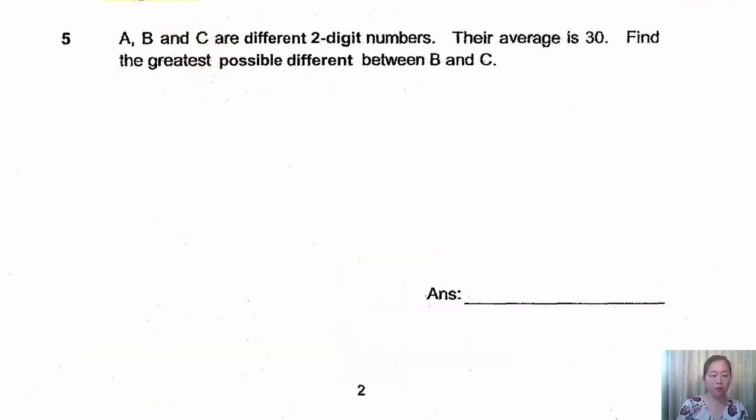Question 5. A, B, and C are different two-digit numbers. Their average is 30. Find the greatest possible difference between B and C. So, in order to have a very big difference between B and C, it means that this has to be the smallest possible number, while this has to be the largest possible number.